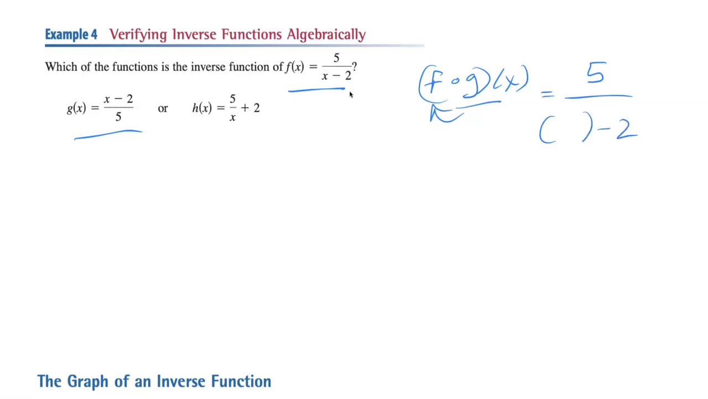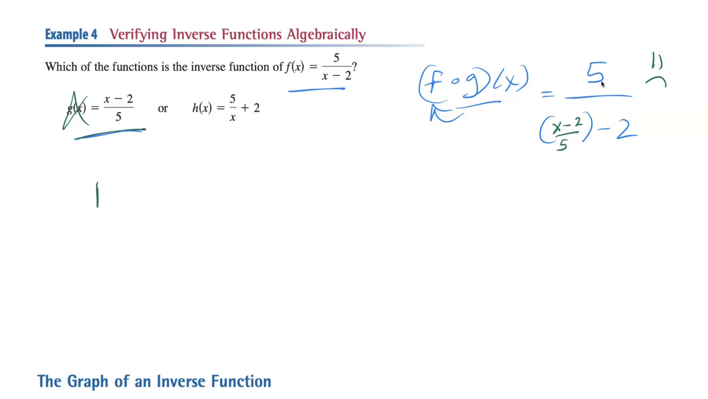Then let's plug in g. So x minus 2 over 5. I can tell you right now, this is not the inverse. If you look at it, nothing's going to cancel out. I have to do common denominator. It gets disgusting. So I'm pretty sure that's not the inverse.